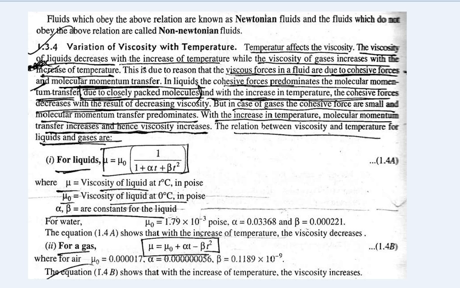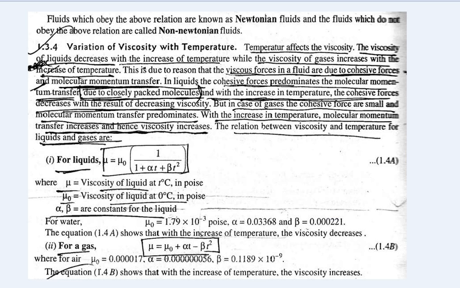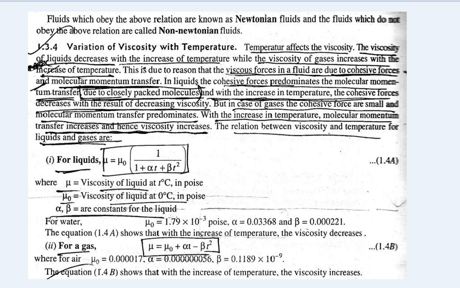Now a fluid which obeys the above relation, Newton's law of viscosity, is called a Newtonian fluid, and a fluid which does not obey the relation is called a non-Newtonian fluid. Now I think it is clearer what is Newtonian and what is non-Newtonian. A fluid obeying this relation is called a Newtonian fluid.